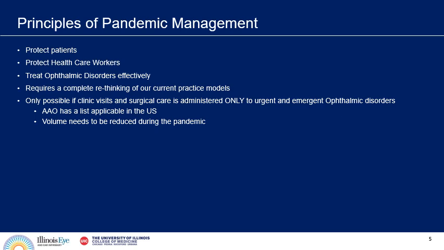And this is really only possible if clinic visits and surgical care administered is only to emergent and urgent patients with ophthalmic disease. The American Academy of Ophthalmology has a list that's applicable in the US. It may be slightly different depending on the country and patient population that you deal with, but volume clearly needs to be reduced during the pandemic, or you won't be able to put these processes in place, and eventually the system will break down.